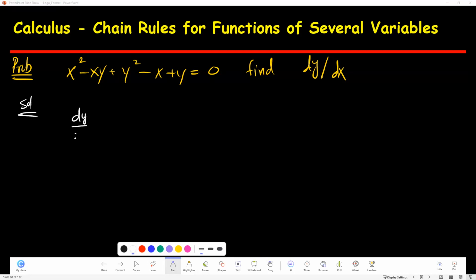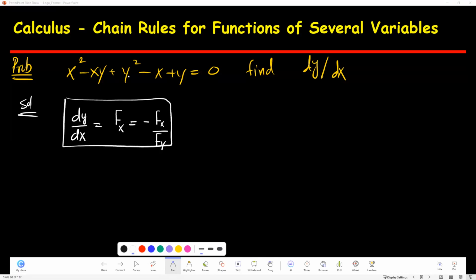I want to be calculating dy over dx. I can also write my function with respect to x, and according to the implicit function, I can write minus fx over fy. That is my formula, pretty much. I need to calculate fx and I need to calculate fy. Taking the derivative with respect to x, I get 2x minus y minus 1. And fy equals minus x plus 2y plus 1.